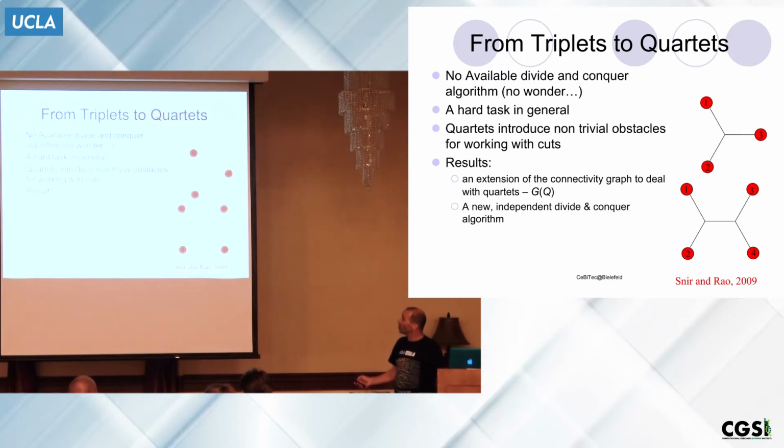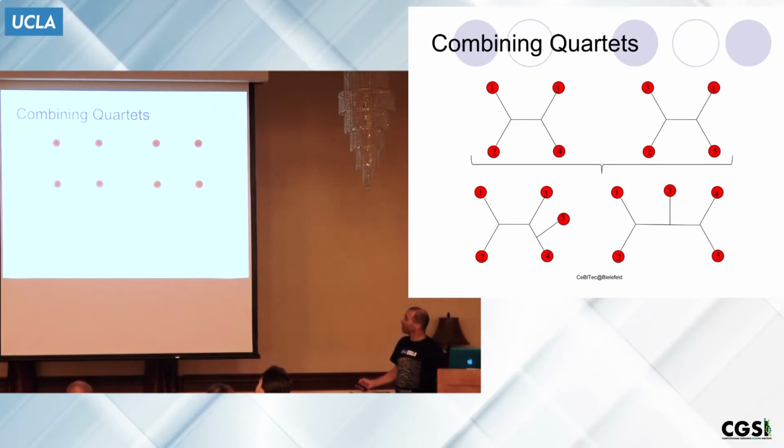And what are our results? This is a subsequent paper with Satish Rao. We extended the connectivity graph to deal with quartets. So the connectivity graph is no longer over triplets, rather over quartets, and an independent divide and conquer algorithm. Let's see the ideas behind our approach.